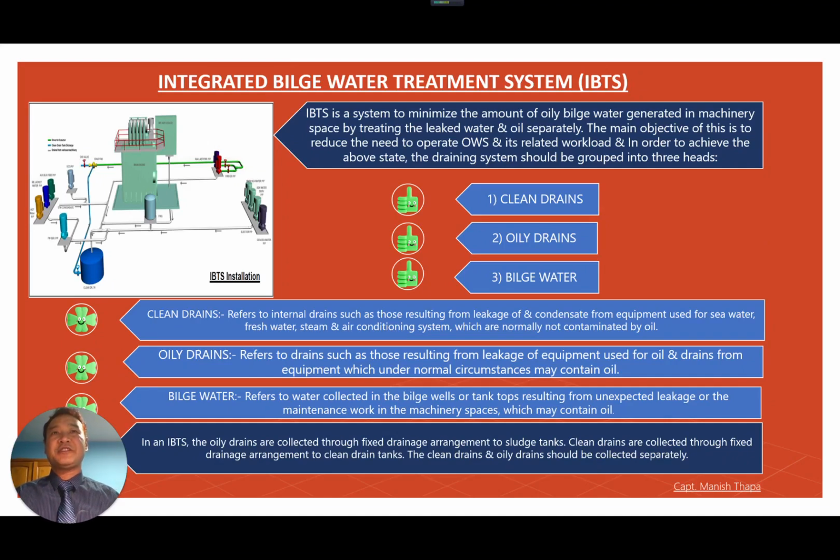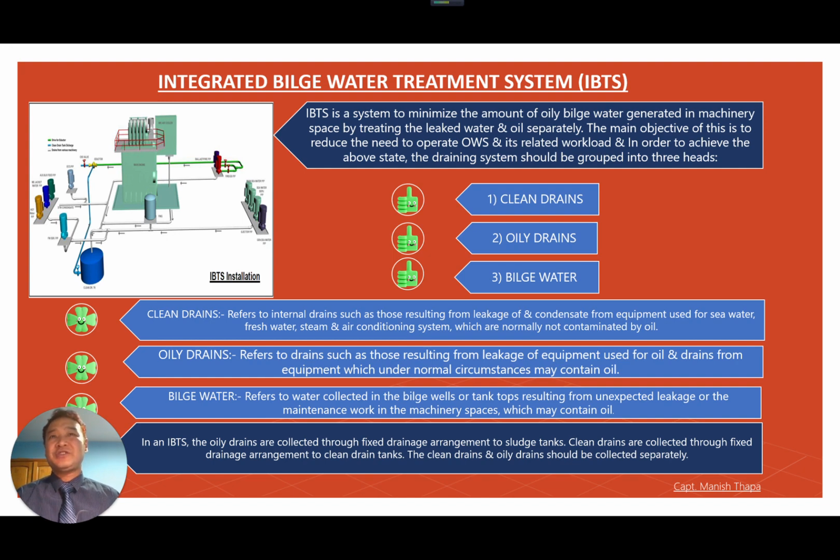Integrated bilge water treatment system is a system to minimize the amount of oily bilge water generated in a machinery space by treating the leaked water and the oil separately. The main objective of this is to reduce the need to operate OWS and its related workload.